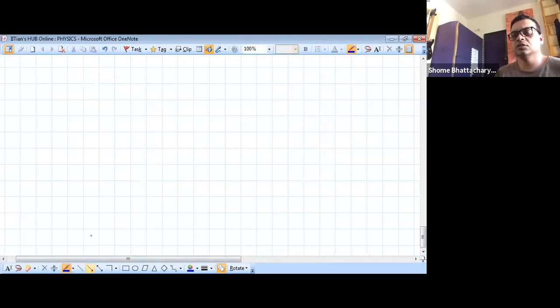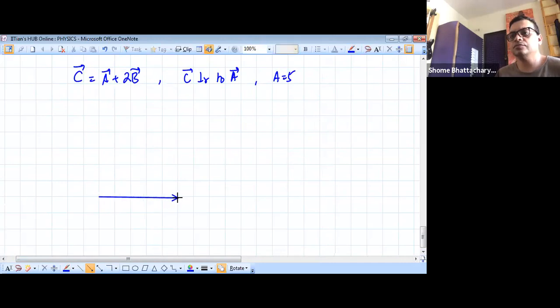So suppose we're looking at this. Here, what information is given to us? C is perpendicular to A, and it is also given that magnitude of A is 5 units. So this particular operation will look like this. This is the vector A. The vector 2B has to be something like this, so that C becomes perpendicular to it. So A is of 5 units, and 2B, its magnitude is not known. This angle is not known.